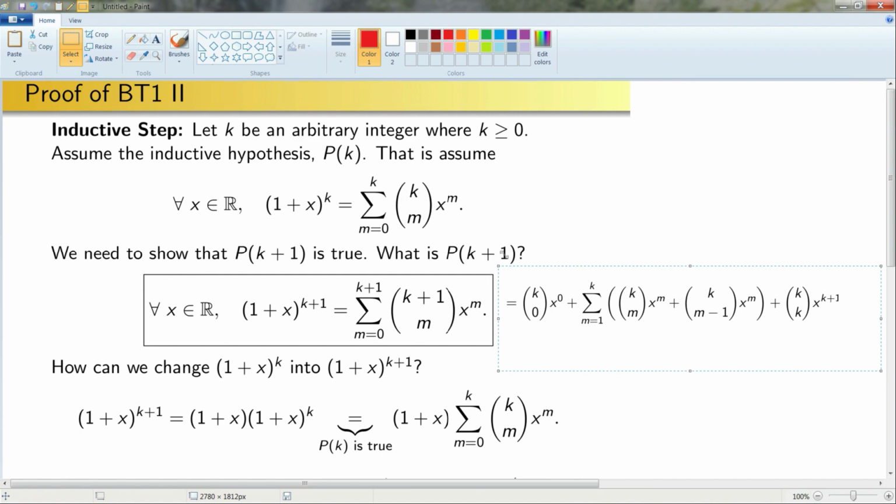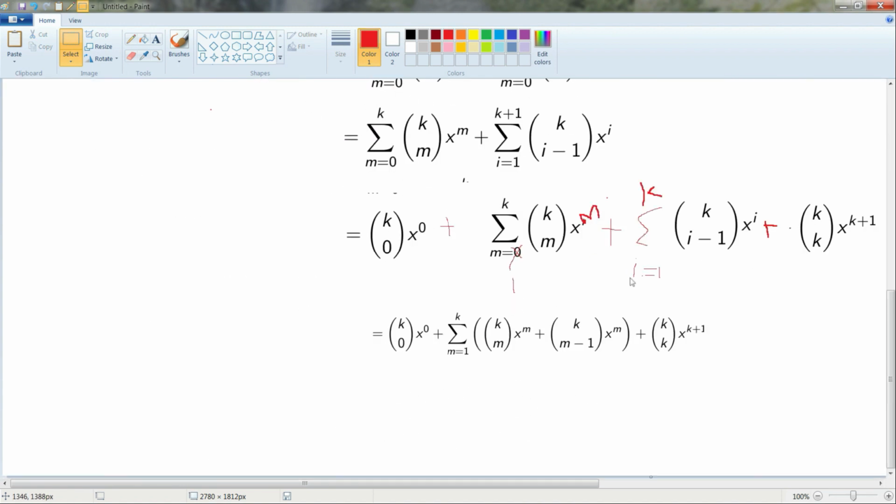So again, I still have a problem. This k should be a k plus 1. This k here should be a k plus 1. These two terms here should simplify to be the sum from m is equal to 1 to k of k plus 1 choose m x to the m. So I have a few terms here that are off and they're not explicitly what I want them to be. So how can I address this?